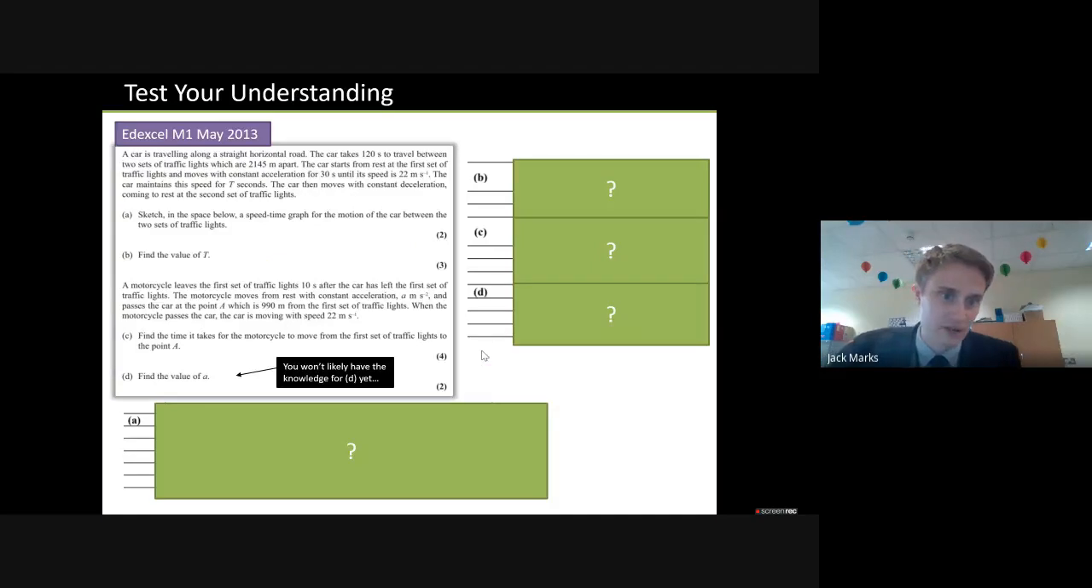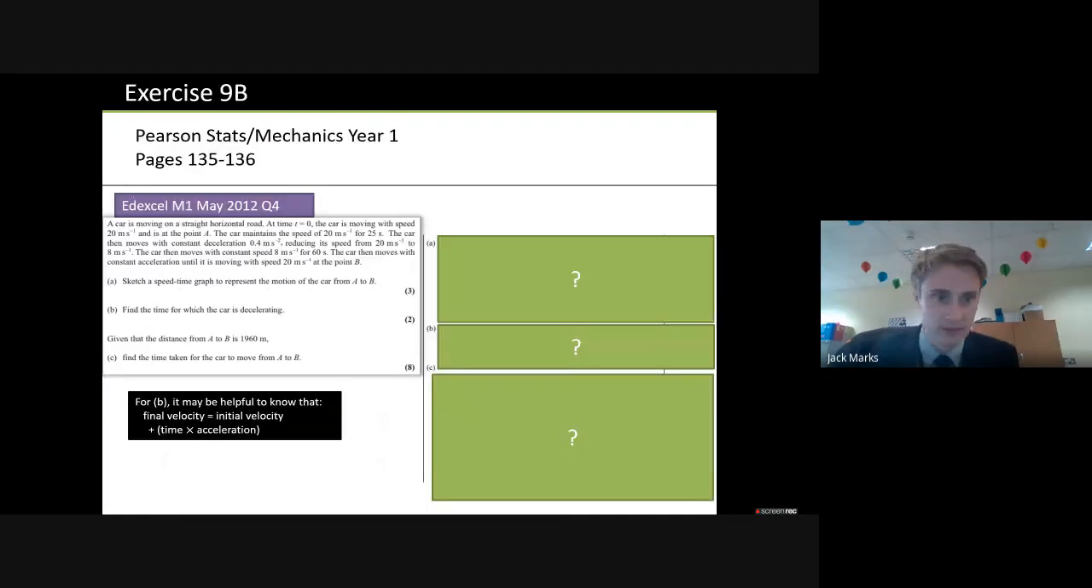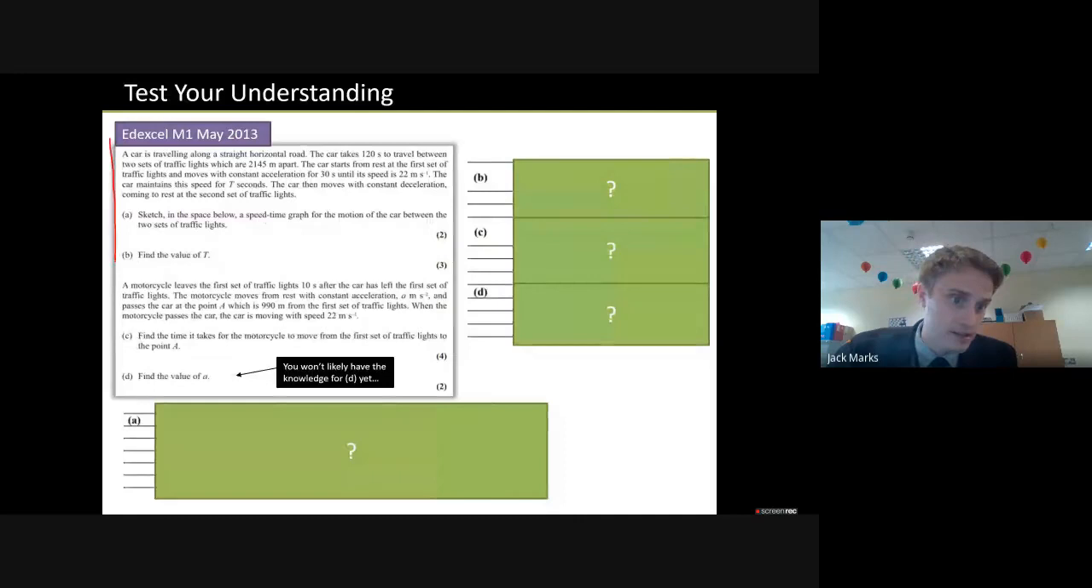I'd like you to pause the video and have a go at part A and B. You can have a go at C for a challenge, but please ignore D for now. A clear diagram, reading through, and ticking off the information is the way to answer this one.